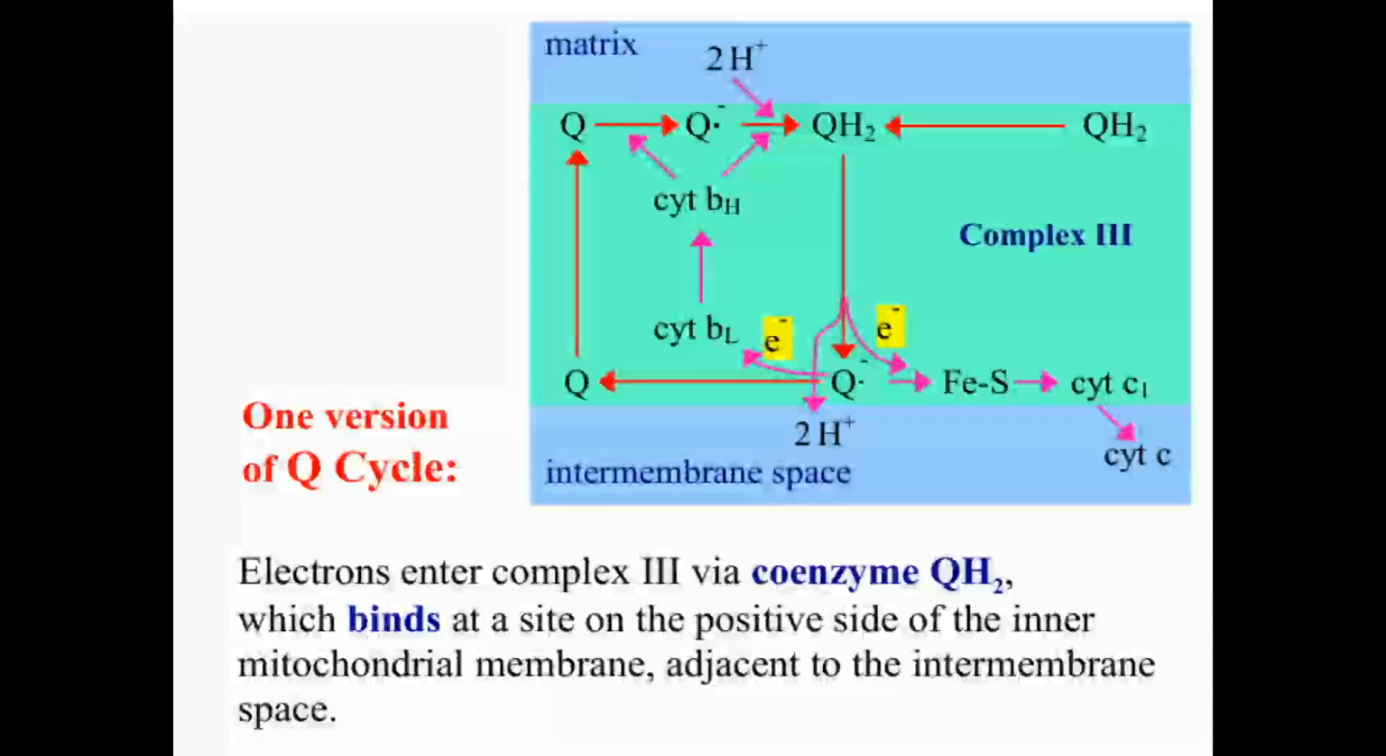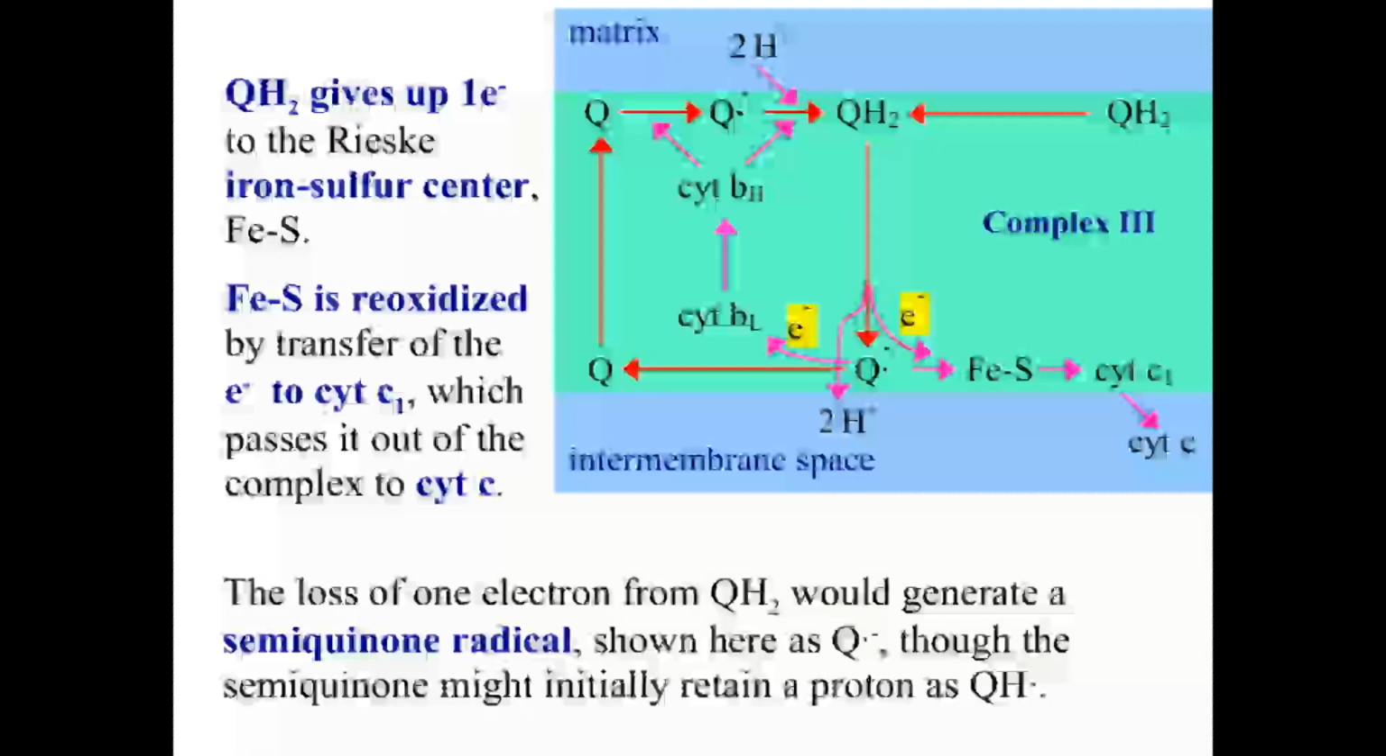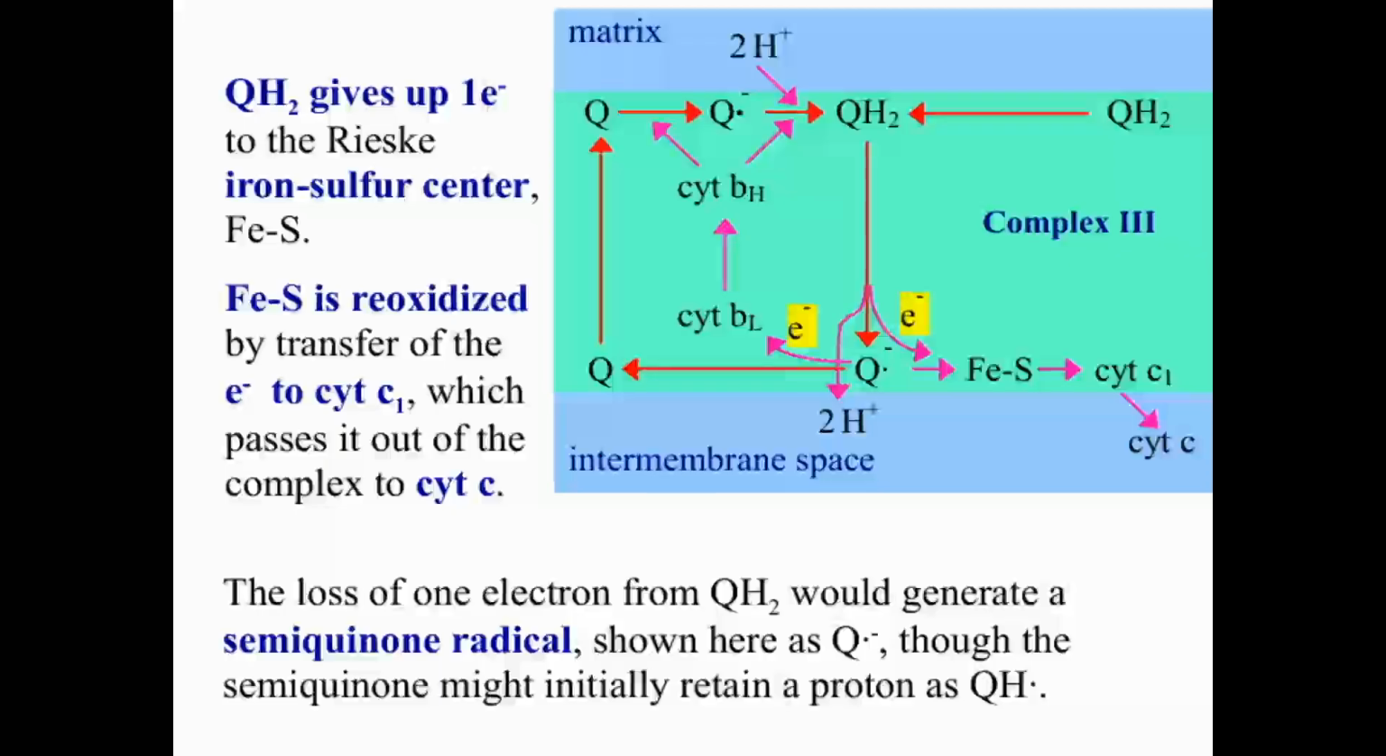It gives up one electron to the Rieske iron-sulfur center, often called Fe-S. This transfer is crucial because it initiates the next steps in the electron transport chain. The Fe-S cluster then gets reoxidized by passing that electron to cytochrome C1, which in turn passes it out of complex III to cytochrome C. An interesting point here is that losing just one electron from QH2 creates a semiquinone radical, represented as Q•−.